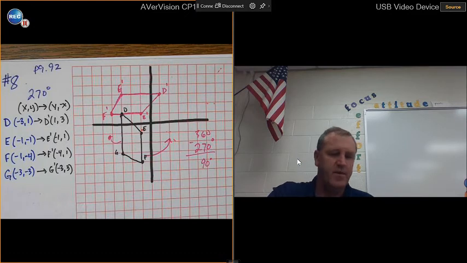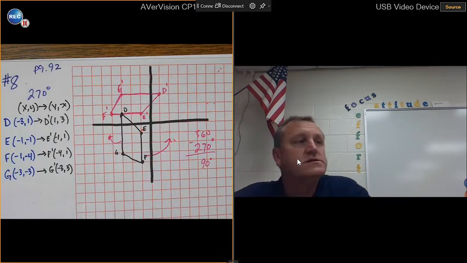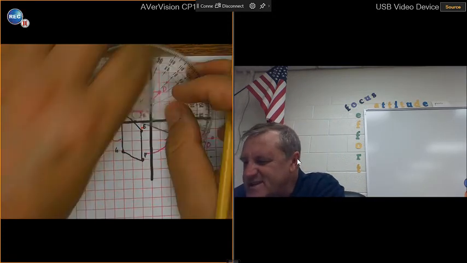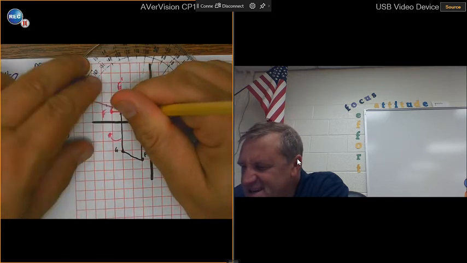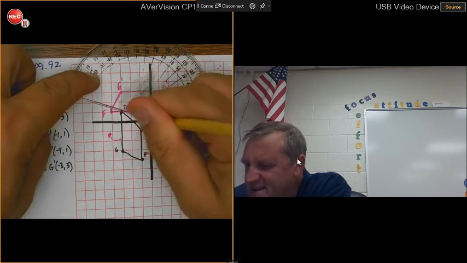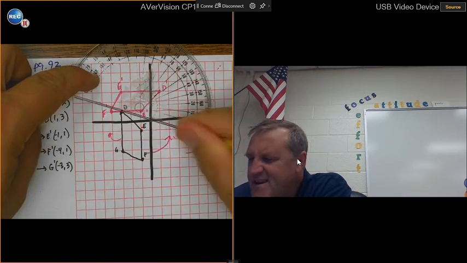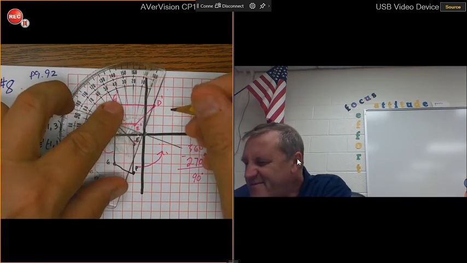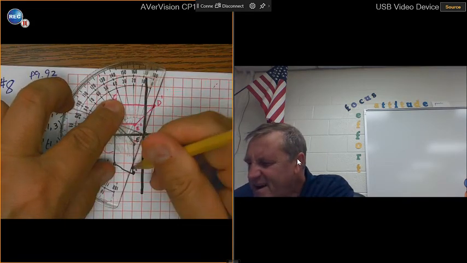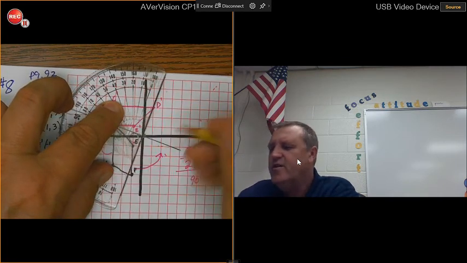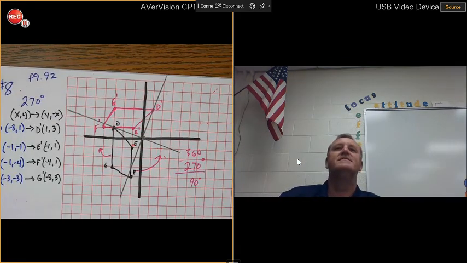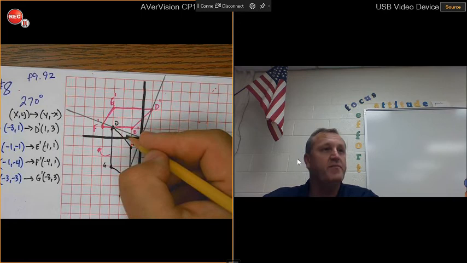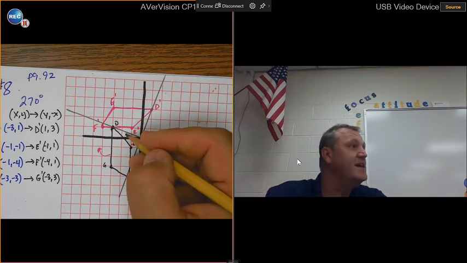Watch that. You don't have to do this on your paper, but just watch. Because the origin is our center of rotation, if I were to connect D and D prime, D to the origin, make a nice long line here. So there's D to the origin, and I connect the origin to D prime. Make a nice long line. What angle should be formed by those? A 90-degree angle, right? It's because it depends on which way I'm going. It's 270 going one way, but it's 90 going the other.